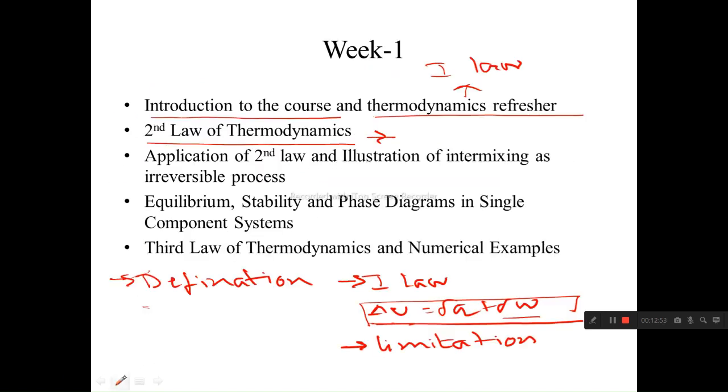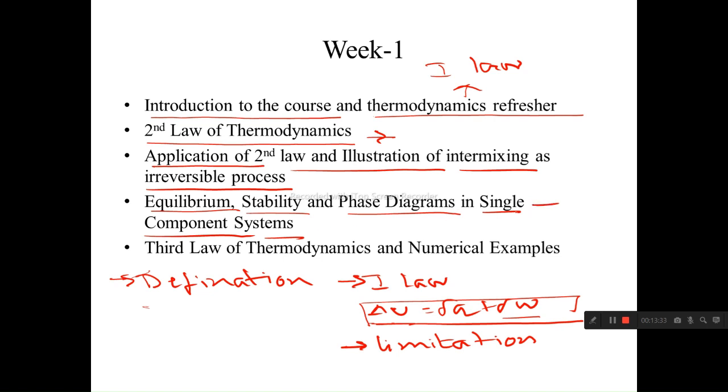So this is all about the second video. In the third video, the application of the second law is illustrated with the intermixing of gases and the irreversible process. The fourth video is about equilibrium, stability, and the phase diagram of a single component system. In this live interaction session, I will be telling about the phase diagram of a single component system with the help of a water phase diagram. The last is the third law of thermodynamics and numericals on it.